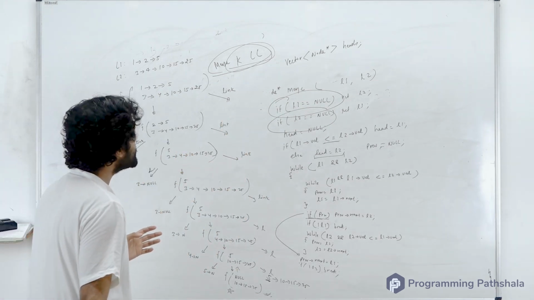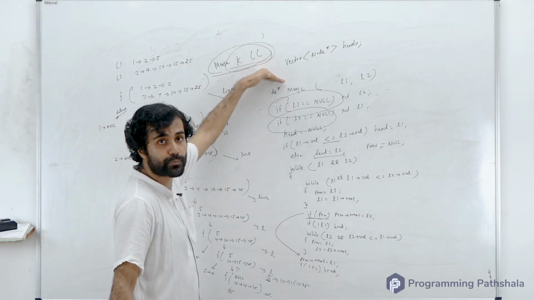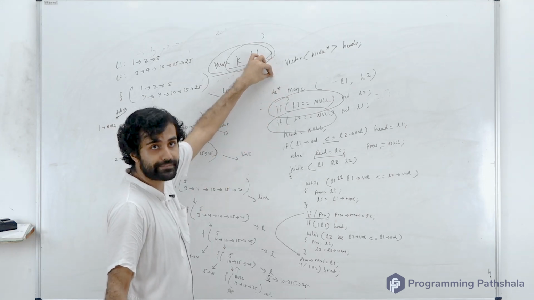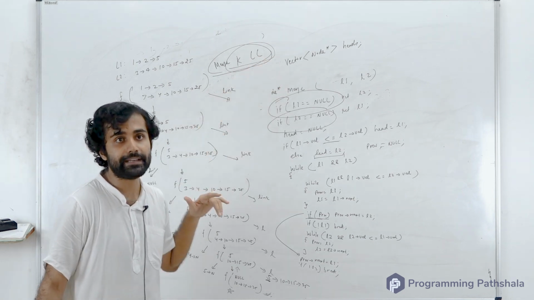So the easiest approach can be: first you merge the first two linked lists, which are linked list 0 and linked list 1, and then you merge the result of that with linked list 2, and then the result of that with linked list 3. Are you getting what I am trying to say?